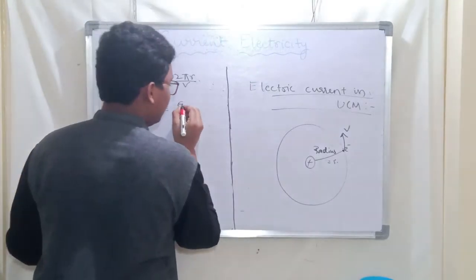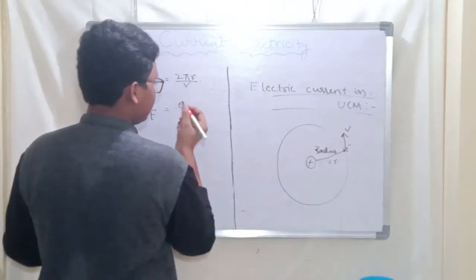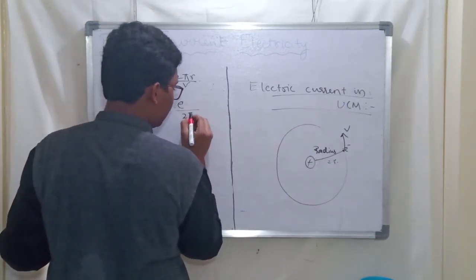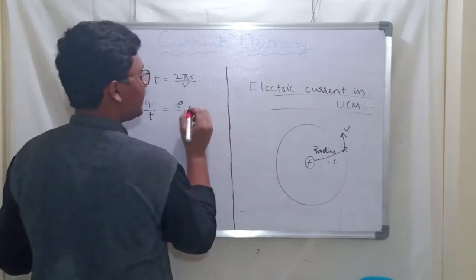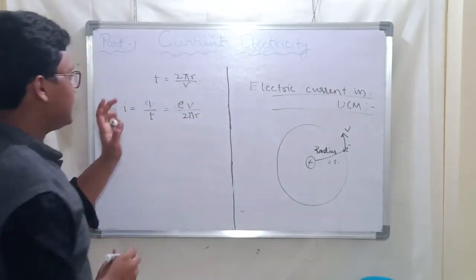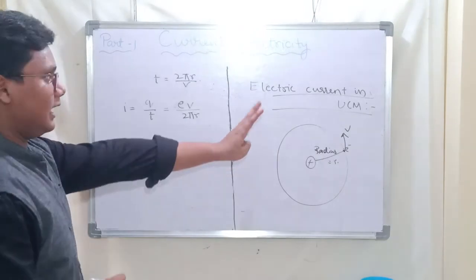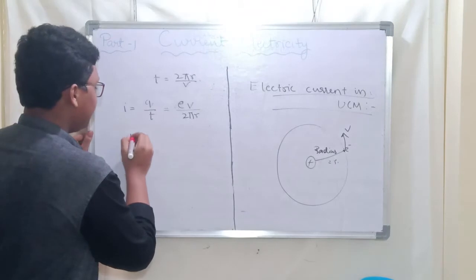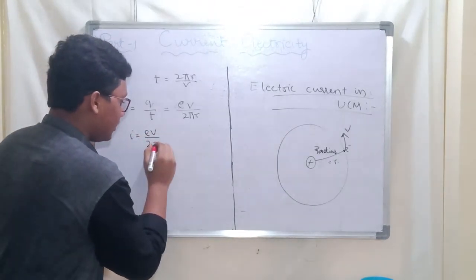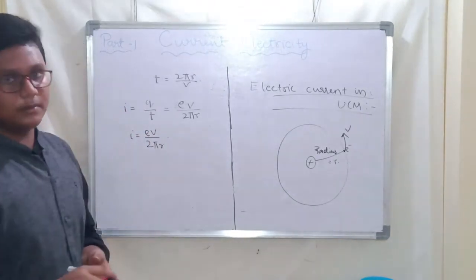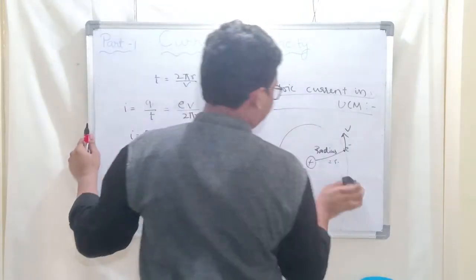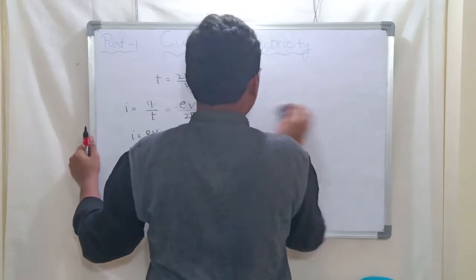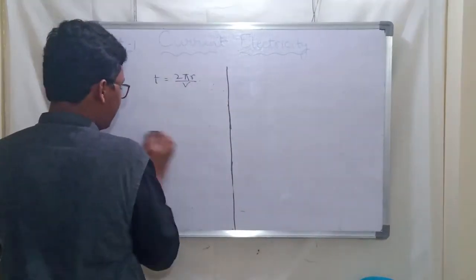We don't need the value of the charge now, they are only asking for the formula. So E divided by 2 pi R by V, this V will come outside. So E V by 2 pi R is the equivalent current, the electric current in UCM. I is equal to E V by 2 pi R. If a number of electrons are there, then Q V by 2 pi R. Almost all is covered in this.